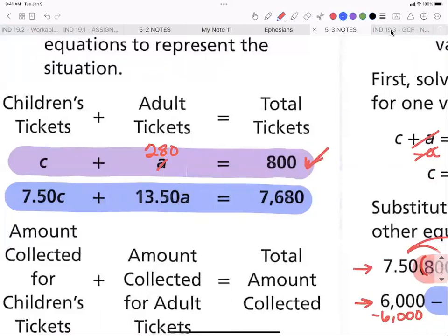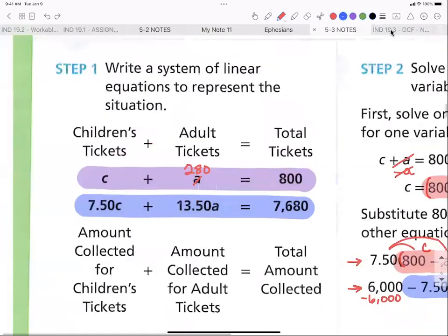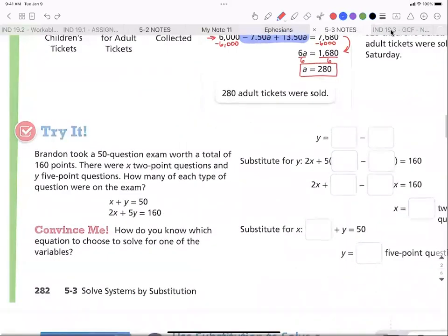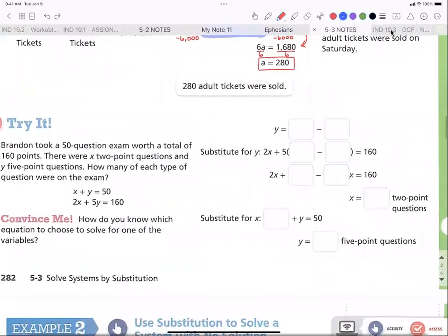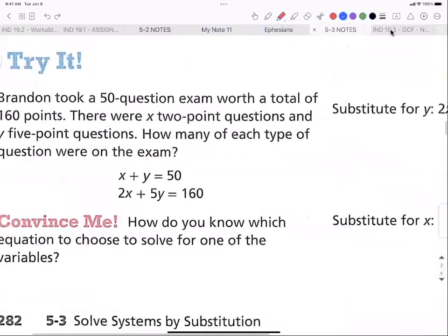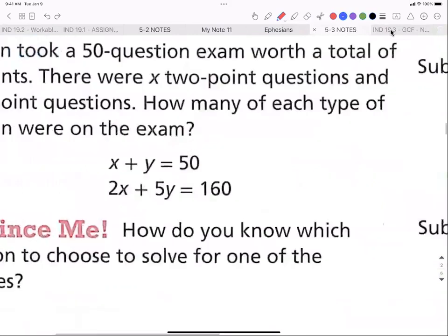Okay. All right. Any questions on that? All right, let's do the try it. And we're going to walk through this, and they give you some boxes to fill in. So they kind of decide for you. If you look at this, I wouldn't want to solve for anything in that bottom equation because I would have fractions and I don't want to mess with that. But on that top equation, the X and the Y are both perfect to solve for. Either one of them would be good.